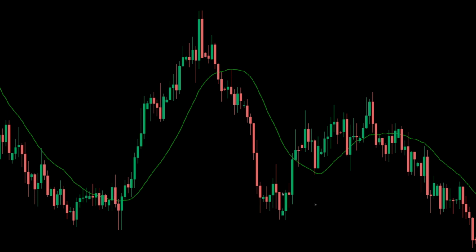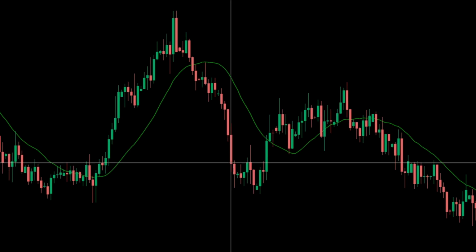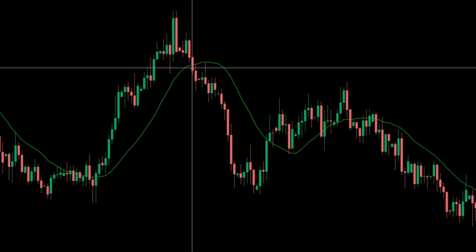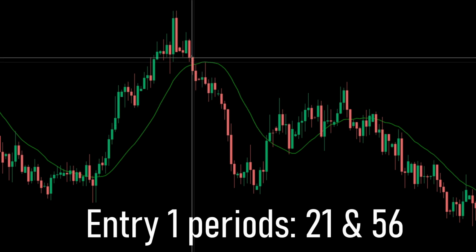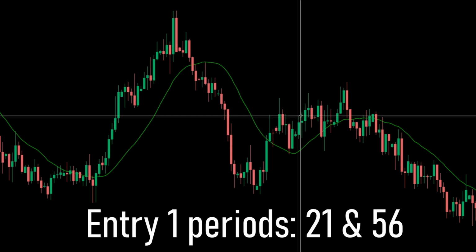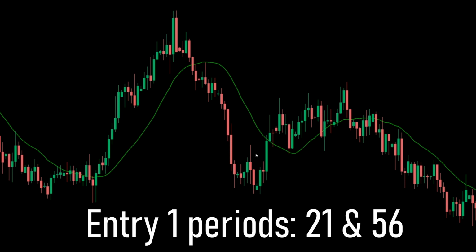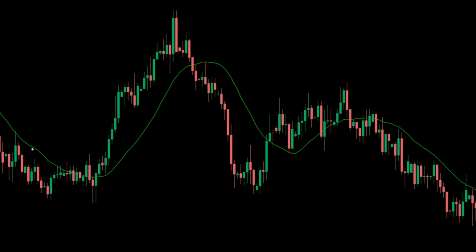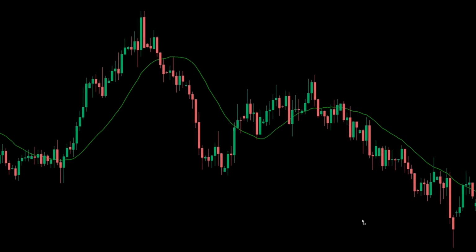The first method of entering, which I will refer to as entry 1, happens when the price crosses the moving average, and the periods here will be 21 and 56. The reason I picked these periods is because they're Fibonacci numbers, and I will generally go with Fib numbers whenever I'm unsure about indicator periods.